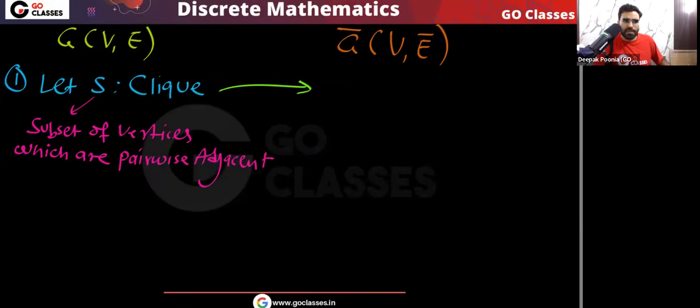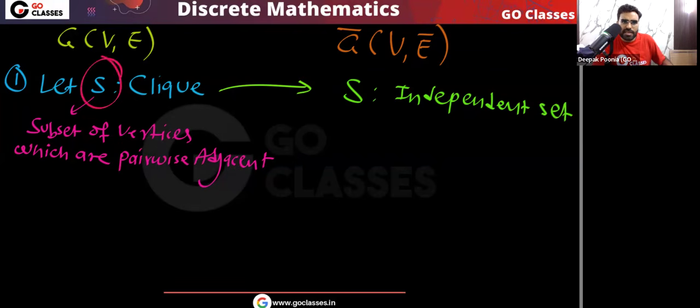This is the definition of clique. So tell me what will happen in the G complement. In the G complement, we have those edges which are not in G. So basically we do the complement of edges. Here in this S, between every two vertices there is an edge. So in the G complement, these edges will not be there, which means this S will become an independent set. Yes or no?